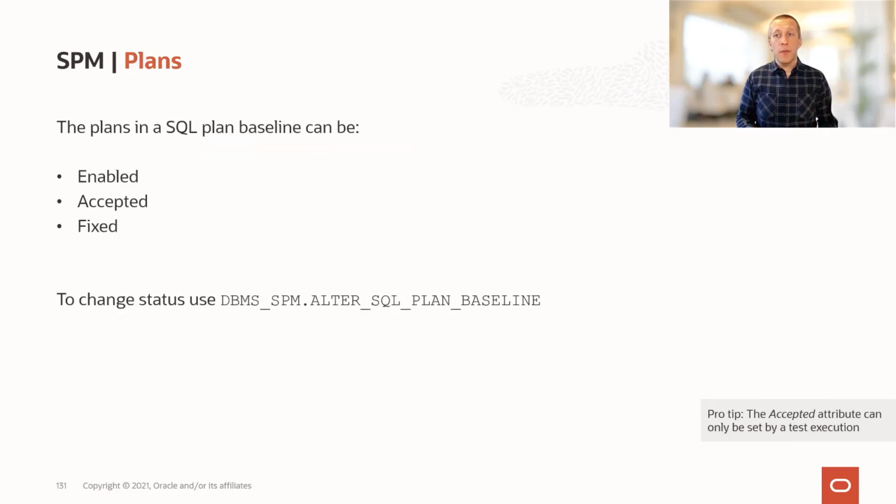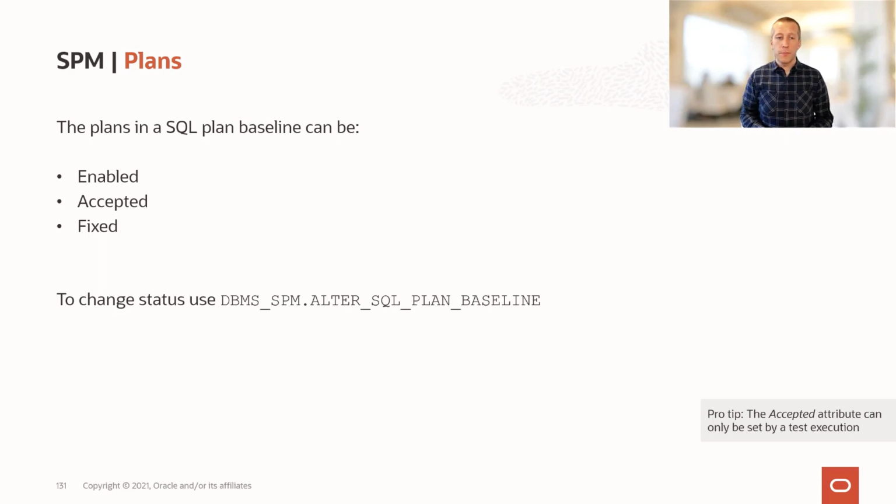The plans in your plan history can be enabled or disabled. This is a quick way where you can selectively enable or disable specific plans. A plan can also be accepted, meaning that we have verified that this is a good plan that performs well. And you can also fix plans. If you fix a plan, it'll take precedence over accepted plans.